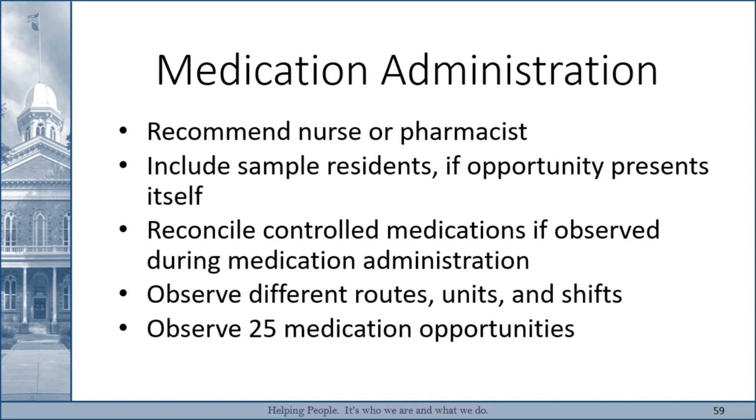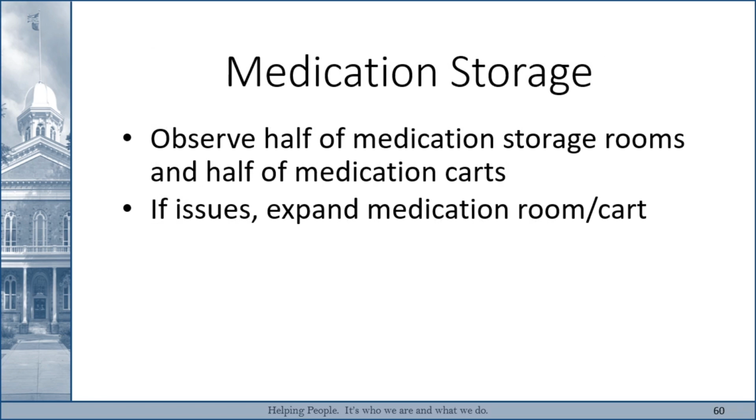Reconciliation of controlled substances will be observed during medication administration if it takes place. Observe different routes, units, and shifts. There must be at least 25 observations of medication opportunities. Medication storage requires observation of medication storage rooms and the carts. If there are issues, then the medication room and cart examinations are expanded.